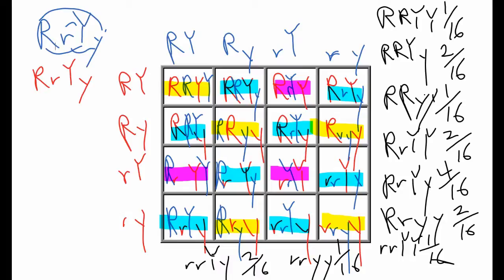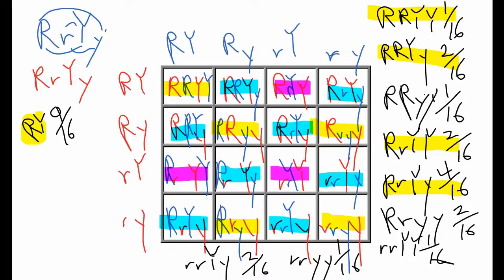Okay, let's figure out our phenotypic ratios. There are some different phenotypes we can have. We can have round yellow seeds. And this one looks like that, and this one looks like that, and this one looks like that, and this one looks like that. Every time you have a capital for both genotypes, you will have round and yellow seeds. So that's 9 out of 16.